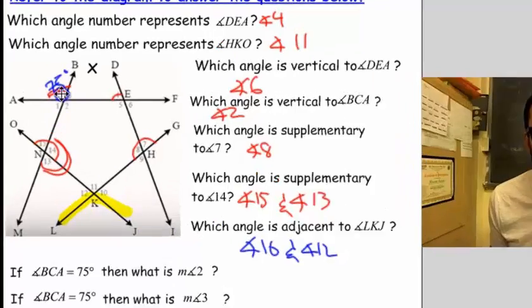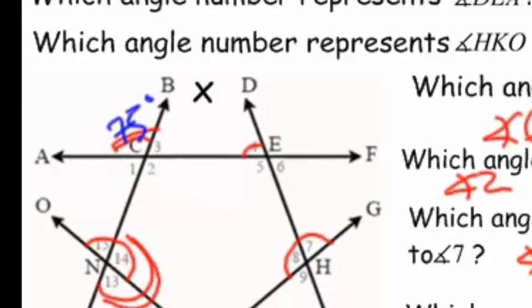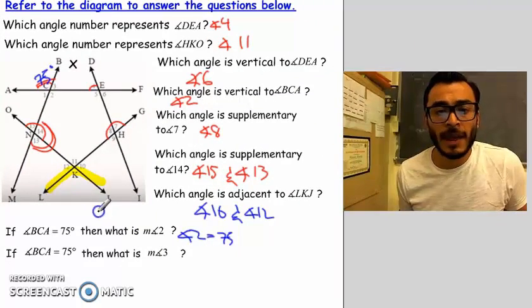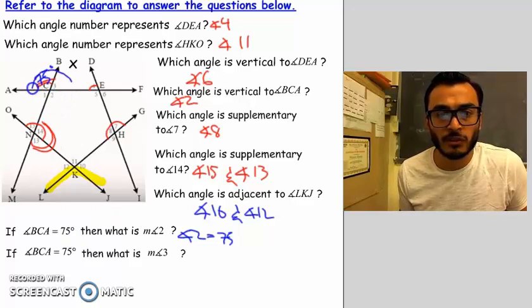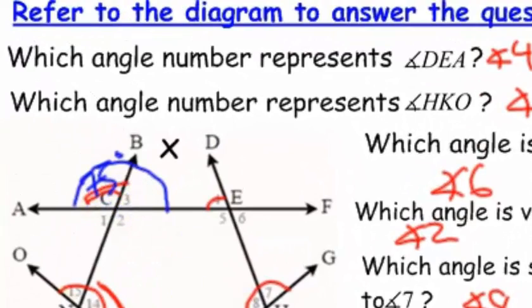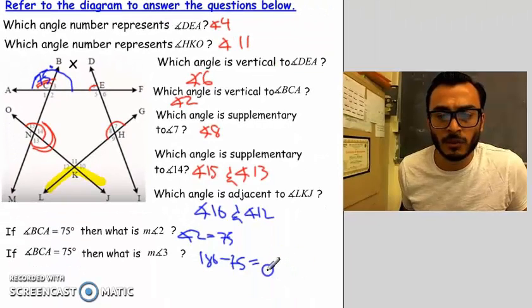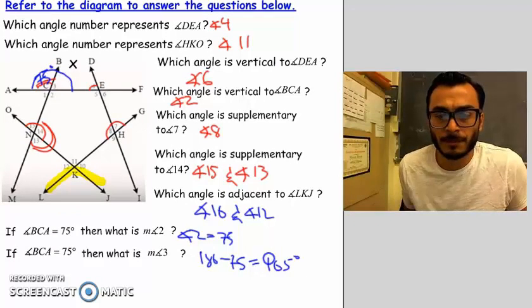All right, finally, we got angle BCA is 75. What's the measure of angle 2? Well, they're vertical, so angle 2 is also 75. And then finally, angle BCA is 75. What's the measure of angle 3? Well, then these guys are supplementary, right? You can see that they're supplementary. They form a straight angle. So then just do 180 minus 75, and you get your answer, which is 105 degrees.